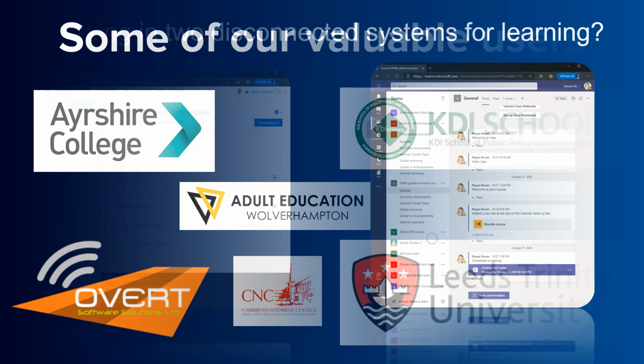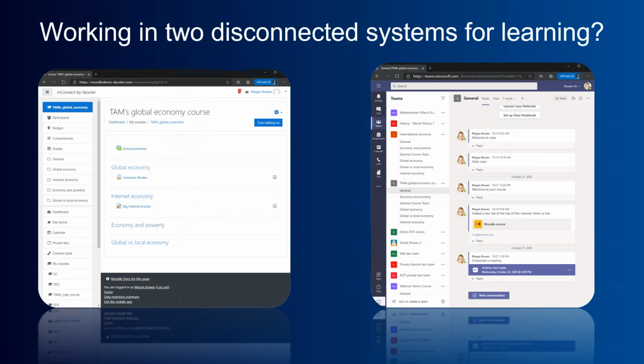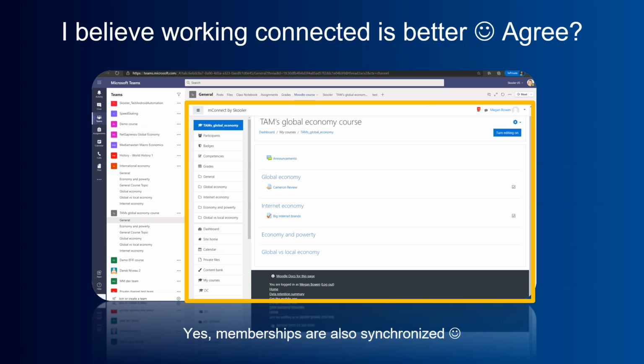This is probably the way that you have Moodle and Teams today. On the left side and the right side, two disconnected systems. Jumping between the two, well, not too bad, but you know, it can actually be done even better because we are able to integrate Moodle into Teams just like you see here.